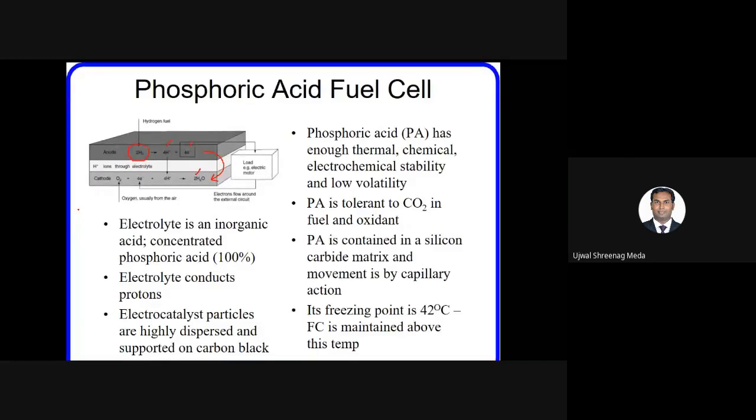Usually for electrolytes, if you use any acid other than phosphoric acid, you will end up adding some water. Without the addition of water, it is difficult to retain the acid in the form of ions. Whatever that acid is made of, it should split into ions, and the ions should be freely available so that it works as an electrolyte. However, that is not the case with phosphoric acid.